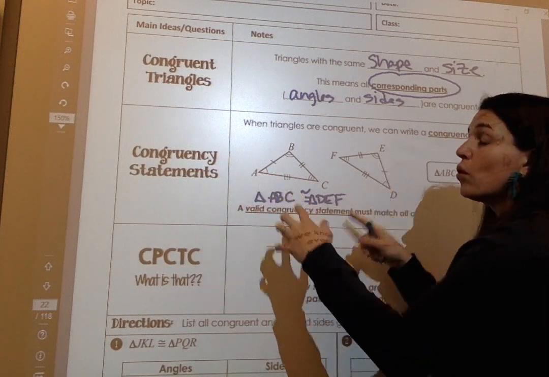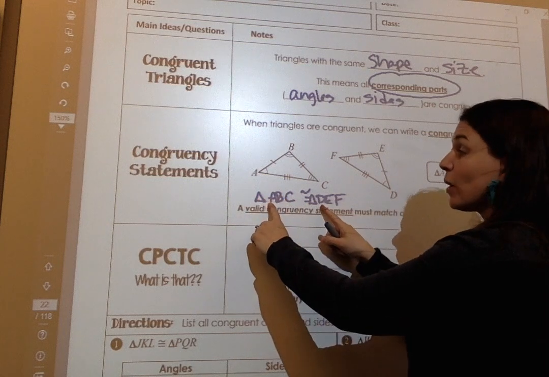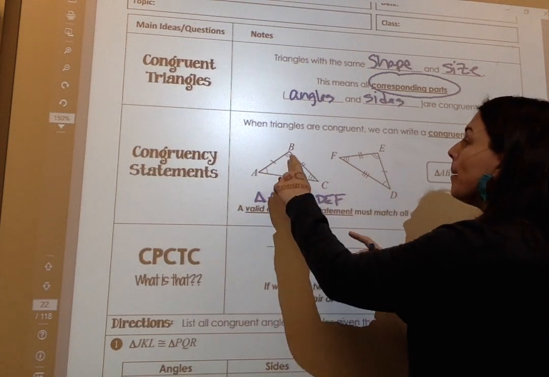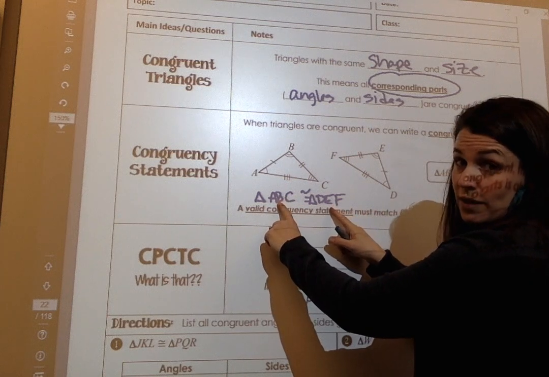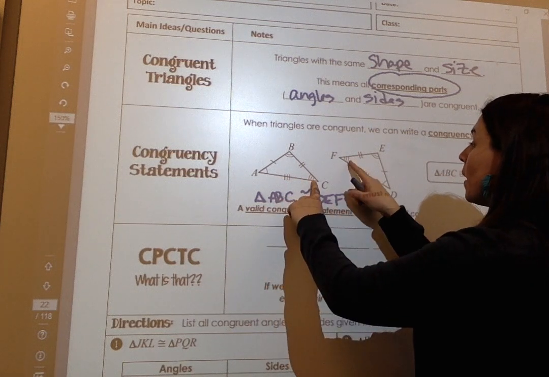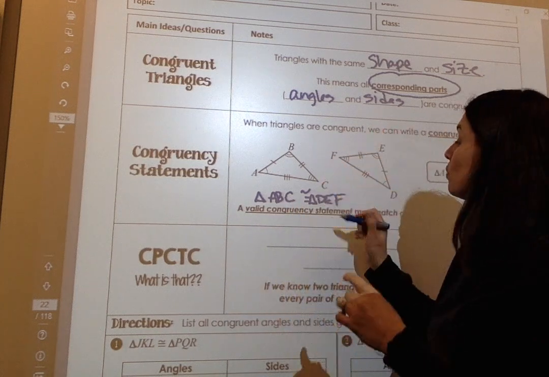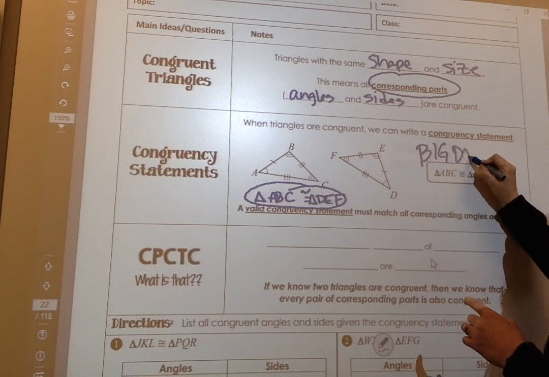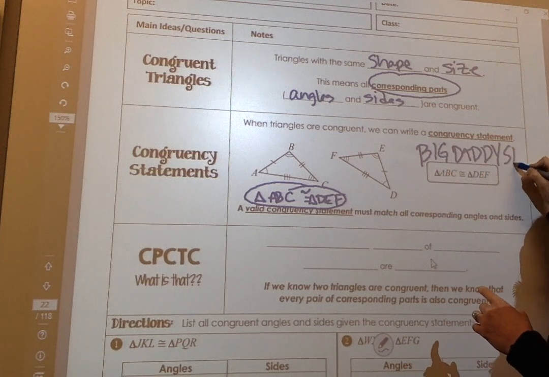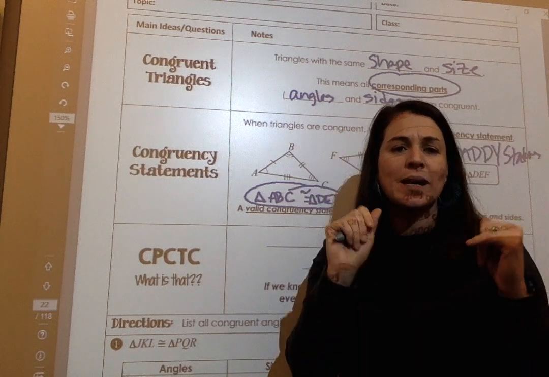Notice all of these corresponding parts. So A corresponds with D. That's why their positions are the same. B corresponds with E. That's why these guys' positions are the same. And C corresponds with F. That's why these positions are the same. This is what I call my Big Daddy statement. This is huge. It allows you to say so many things.